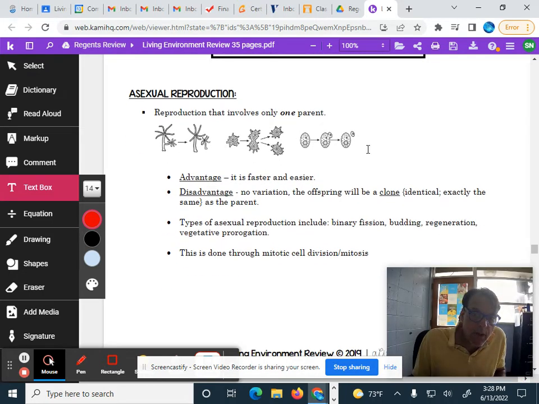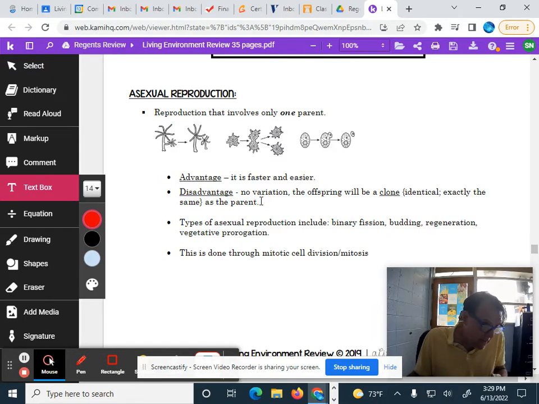Sometimes you'll see asexual reproduction in different graphic forms. Here's a hydra, which buds. Here's probably an amoeba, because I see pseudopods here. It goes from one cell and just divides into two. And here's a yeast cell, which also is budding, all forms of asexual reproduction. It's faster, but it does have no variation.